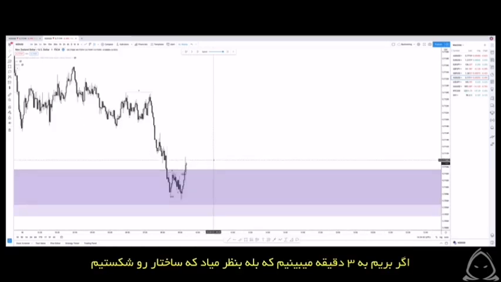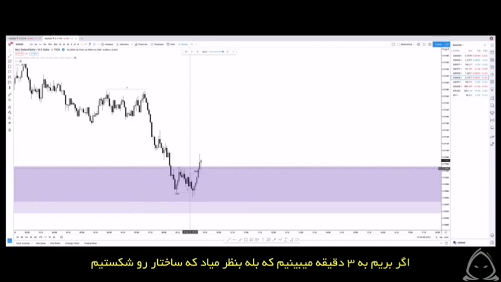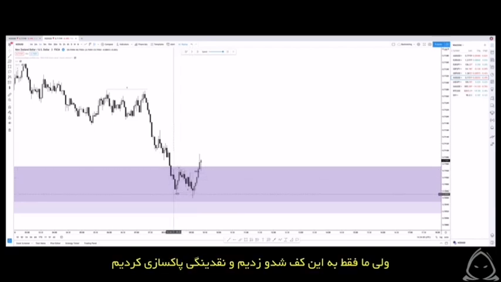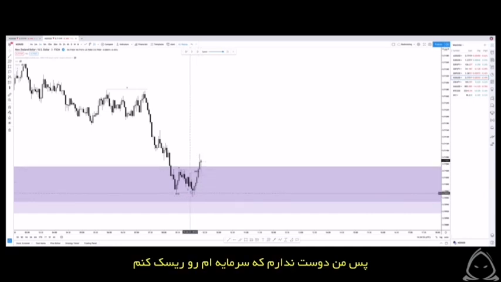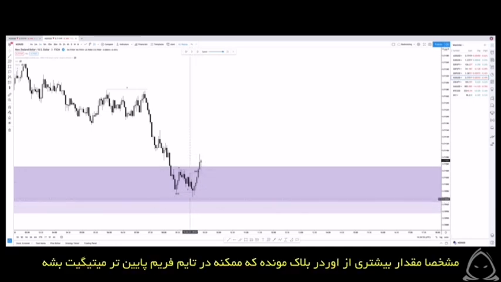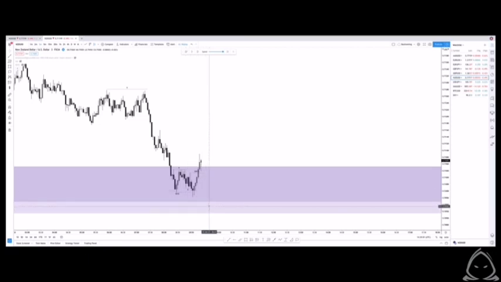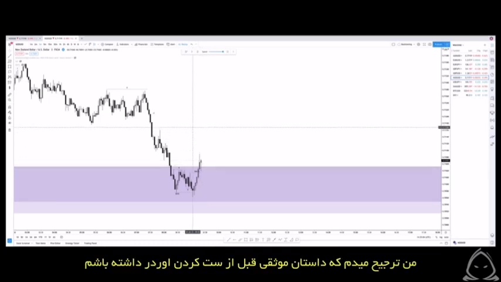If you go on the 3 minute, yes, it looks like we've broken structure, but as you can see here, we've pretty much just wicked these lows and just swept liquidity. So I wouldn't be happy to risk my capital on this. Obviously, there's still a large portion of the order block that might have something to be mitigated on a lower time frame, or price might just have other ideas. I'd rather have that solid story before I set an order.